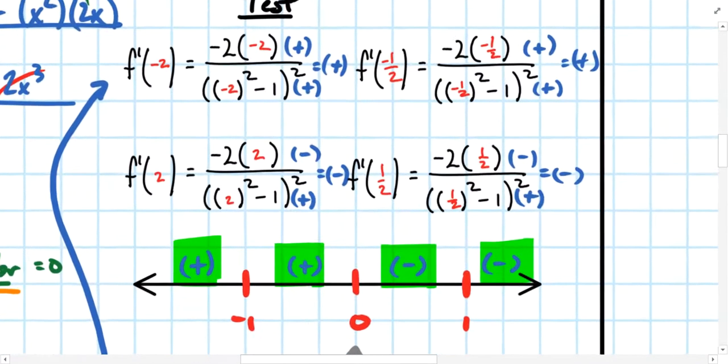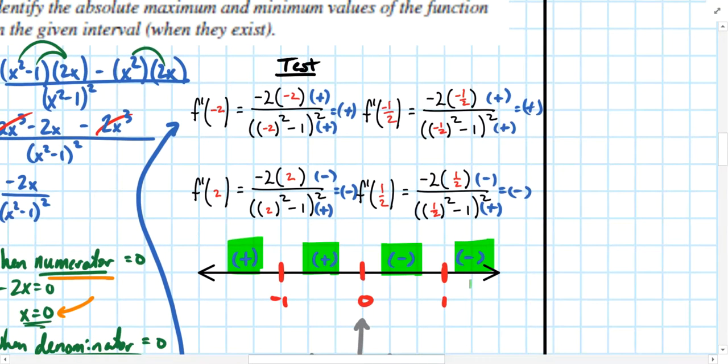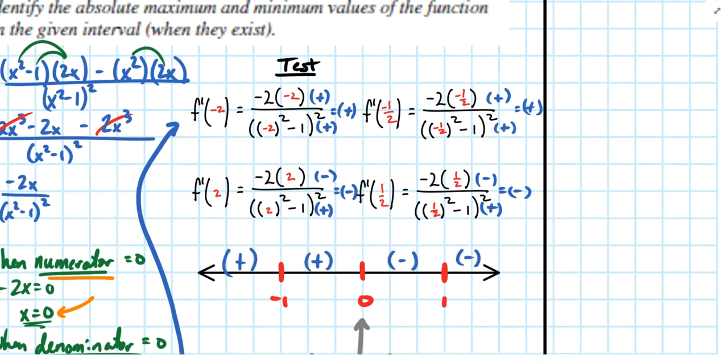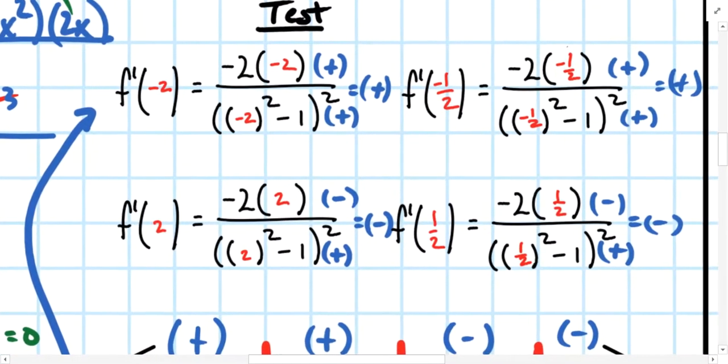So you can see that the test points that I selected were -2 and +2. That accounted for these outer intervals. And then I chose -1/2 and +1/2 for these inner intervals. And much like the last video, I didn't actually do the math to simplify all of this. I just paid close attention to the signs that would be obtained.